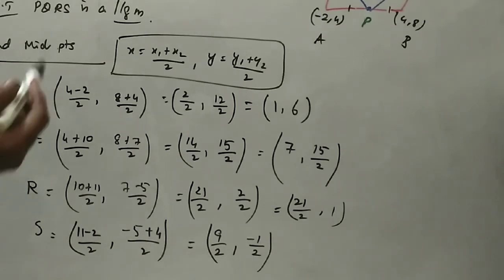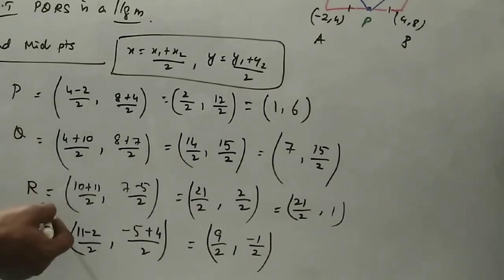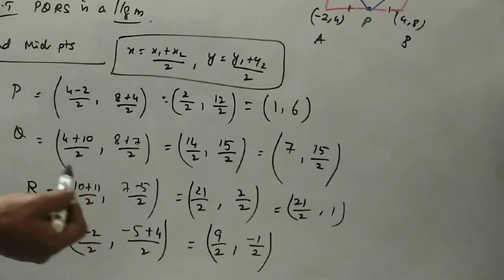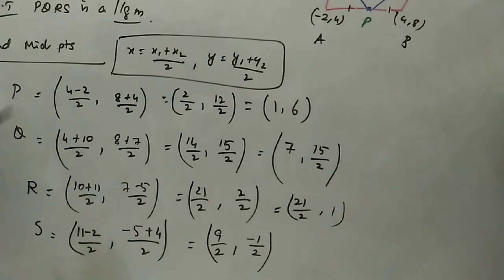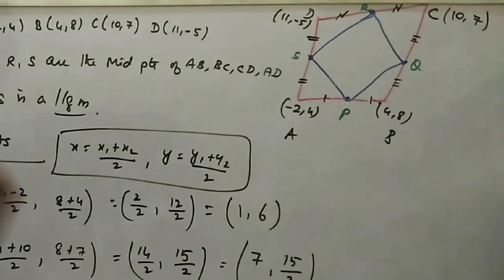Now we know P, we know Q, we know R and we know S. Next we have to find out slope of PQ, slope of QR, slope of RS and slope of PS. And opposite sides are parallel, therefore opposite side slopes will remain same. Clear? So write here, what is P?